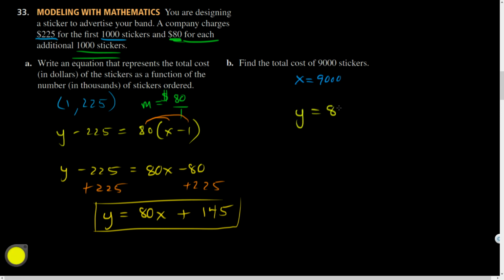So y equals 80 times 9. Guys, what did I do? X was already recorded in thousands. Right? Notice X was already in thousands, so X equals 9 is what I'm plugging in, not 9,000. Yikes. That was a close one. Plus 145. So y equals, what do I get? 80 times 9 plus 145. So I get y equals $765.